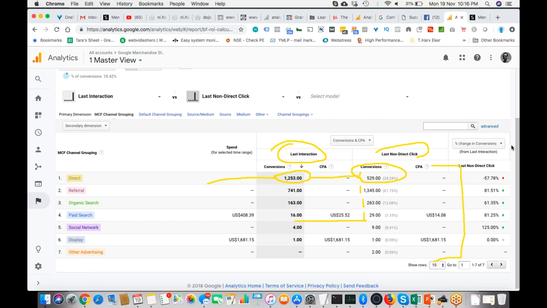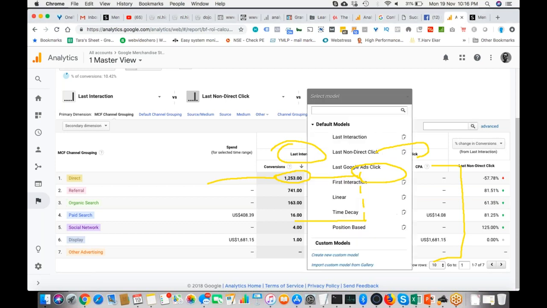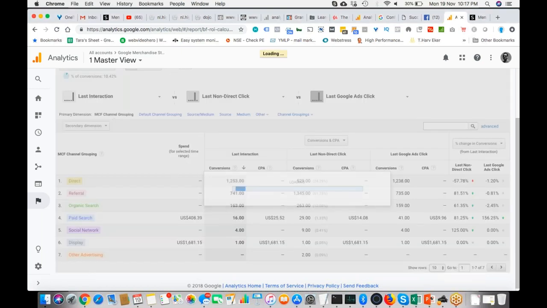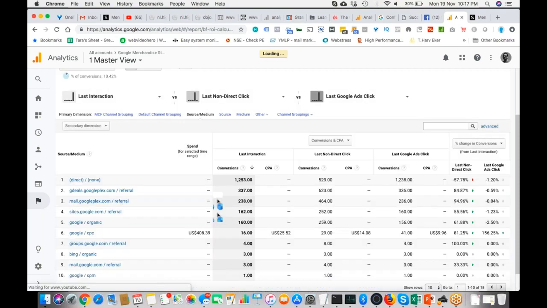You can add one more model over here. For example, last Google Ads click. And you will see this difference. Now tell me, are we clear how this data is? Over here, Google is showing you 1,238 direct conversions, 735 referral conversions, and 159. And if you really want to see what is direct, referral, etc., you can switch to source medium also. So that is how you can see.